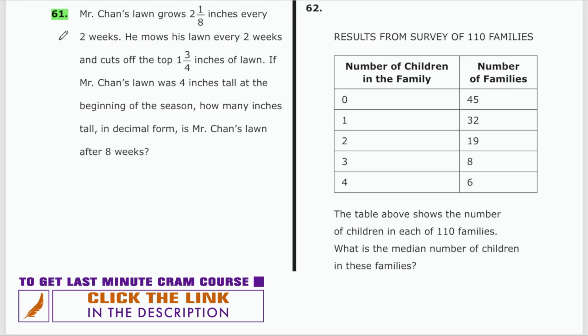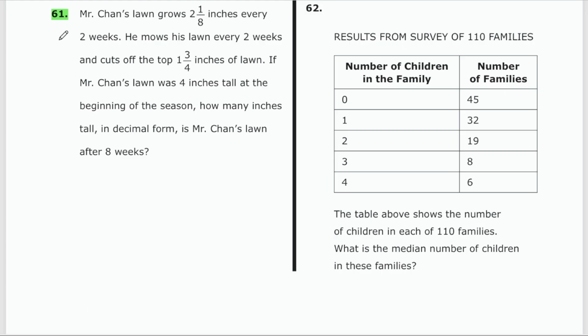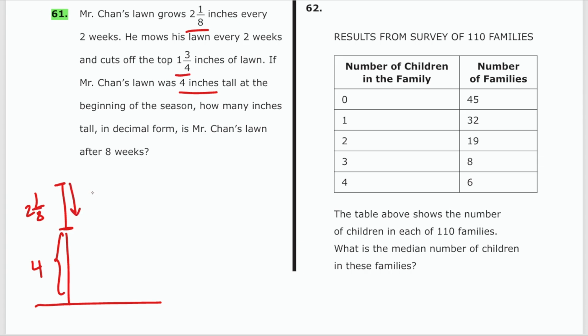This problem is pretty long, both in terms of reading it, it's a pretty extensive word problem, and also the mathematical arithmetic solution. So we start with 4 inches, right? So this lawn is 4 inches, so this is 4. Now what happens is it grows every 2 weeks by 2 1/8. So it goes up by 2 1/8, and then it goes down by 1 3/4 because he cuts it down.